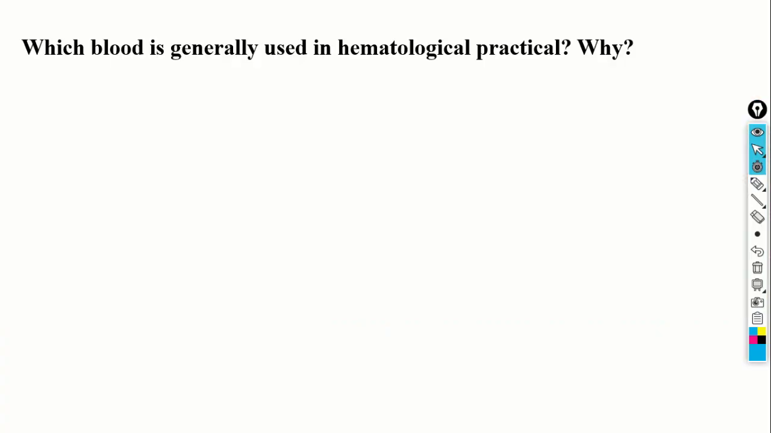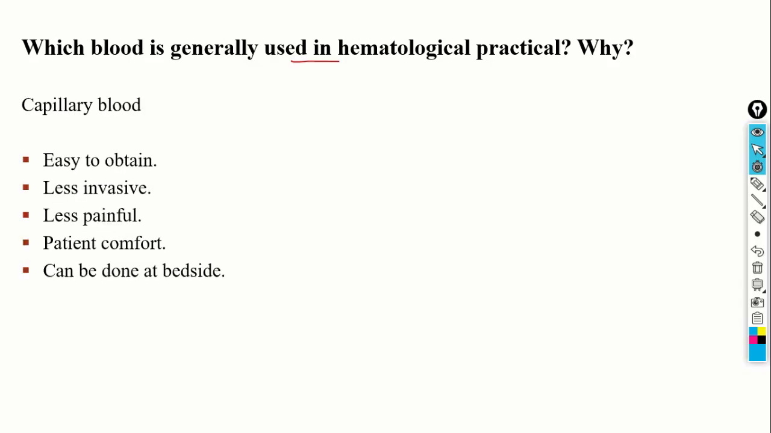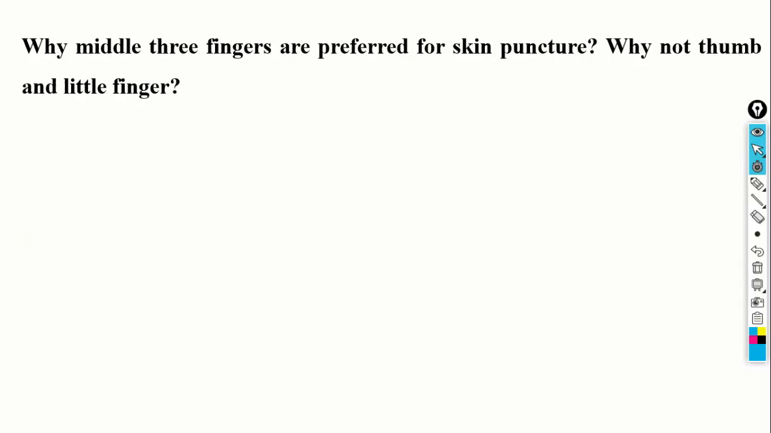So the usual question we expect is which blood is generally used in hematological practical and why. So the answer is capillary blood because it is easy to obtain, less invasive, causes less pain and can be collected at the bedside ensuring patient comfort.